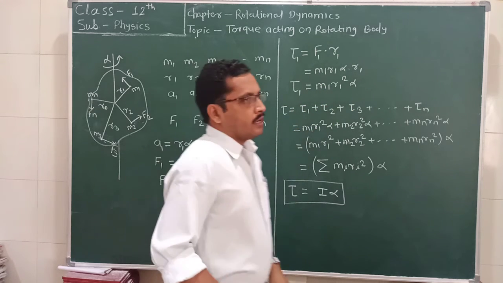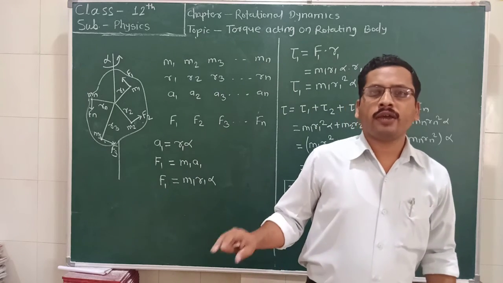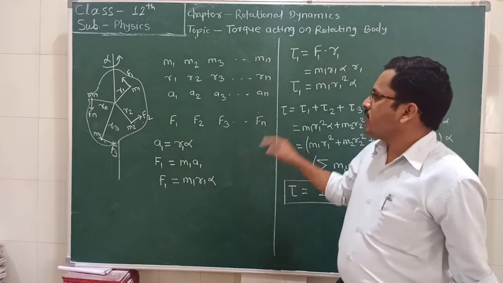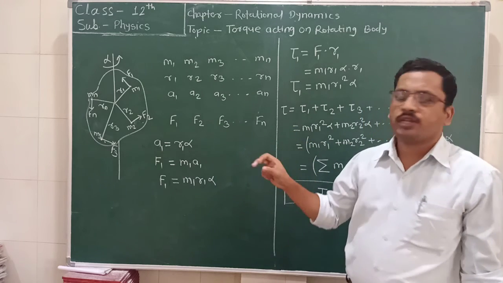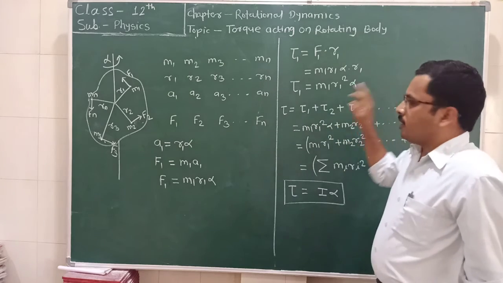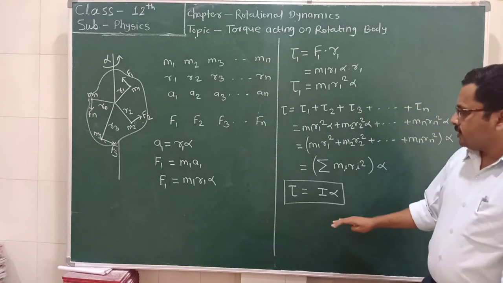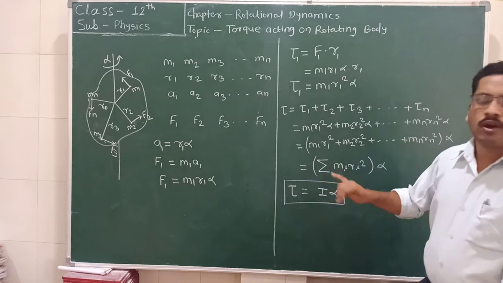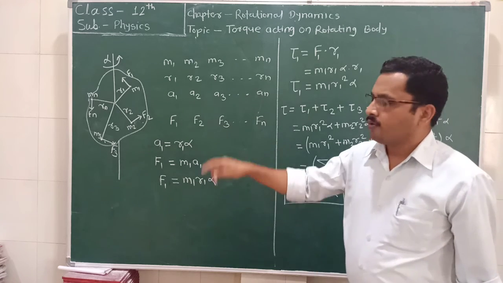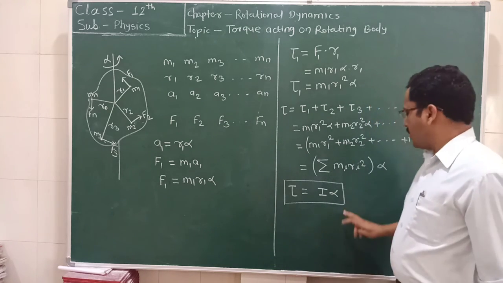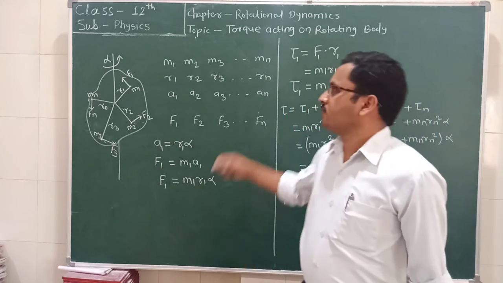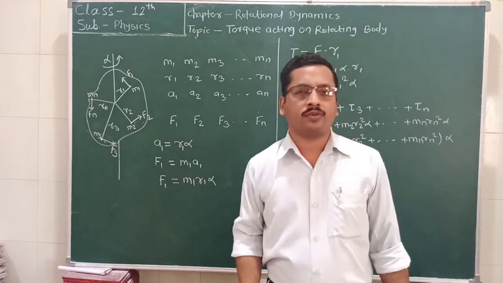Then, if we want to derive the relation for the torque of the whole body, we add the torque acting on each individual part. Therefore, we can write torque is equal to tau 1, tau 2 up to tau n, and like this, we come to the relation tau is equal to I alpha, in which I is the moment of inertia of the body about the given axis of rotation, and alpha is the angular acceleration. In today's section, we derived the relation for torque acting on a rotating body.